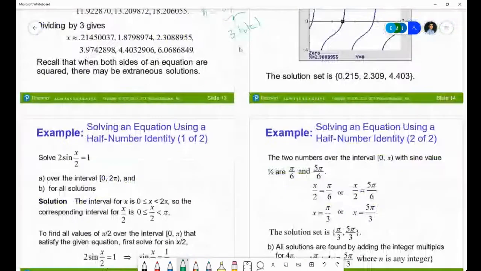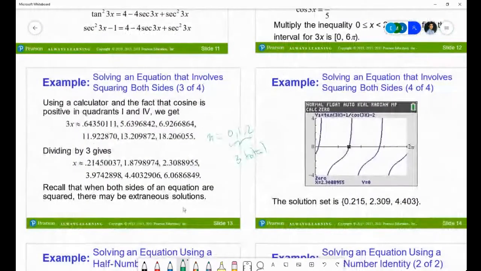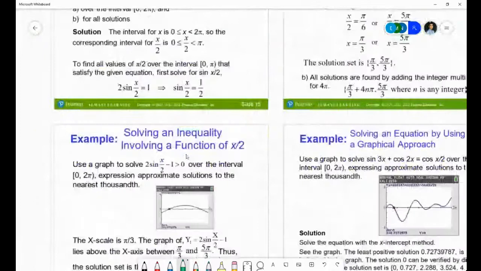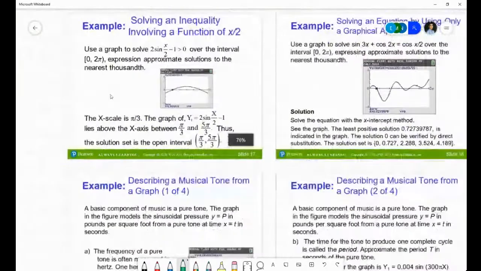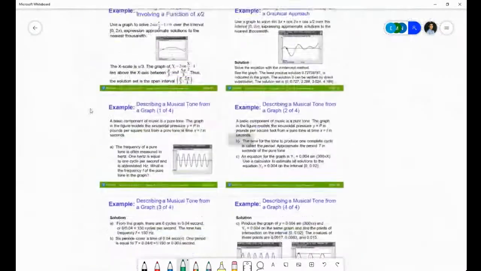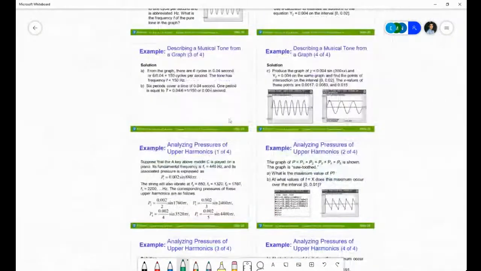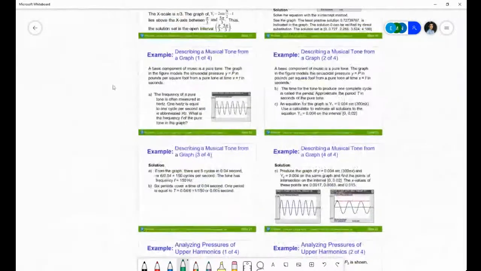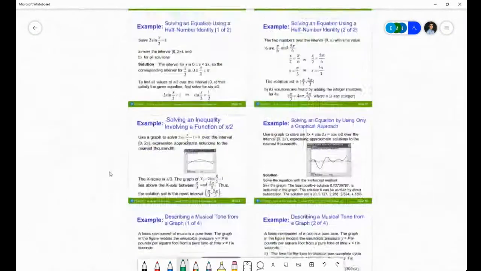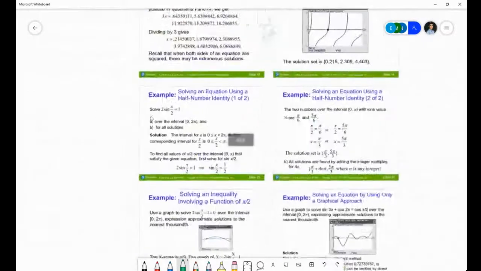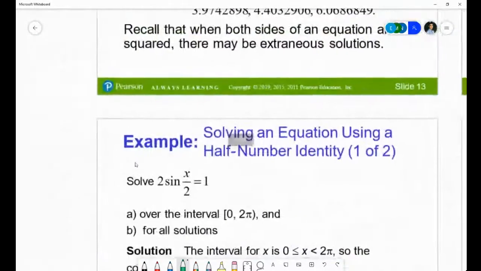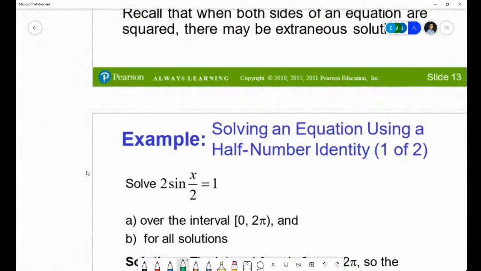All right. Let's see. All these down here are application problems. All right, try this one. So this is exactly how we solve for double angle. This is just half angle.